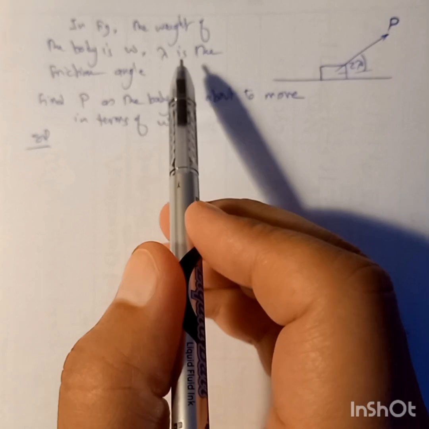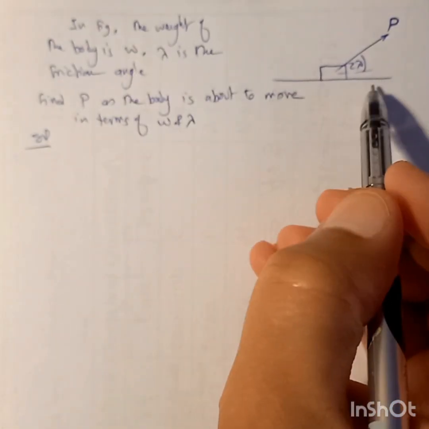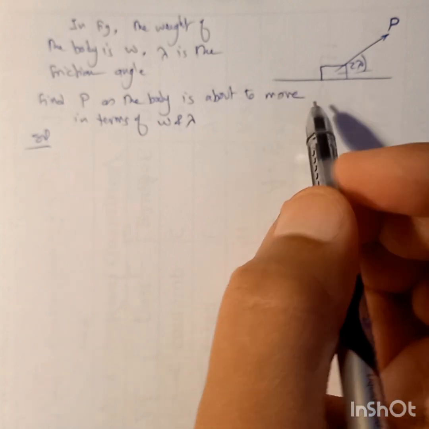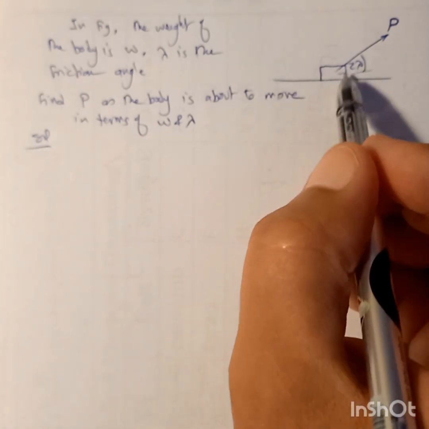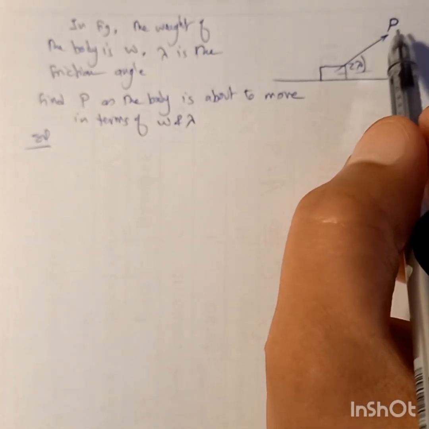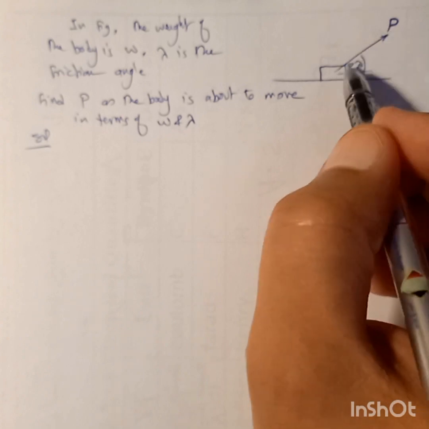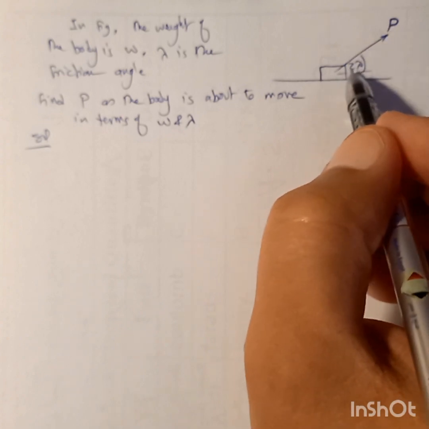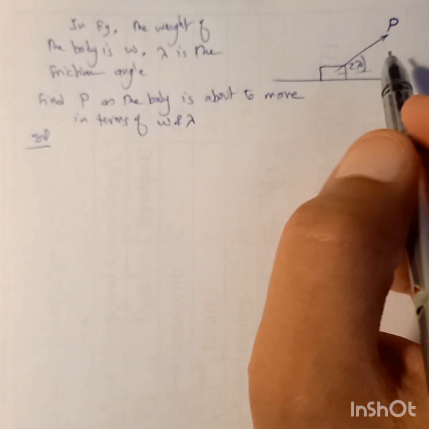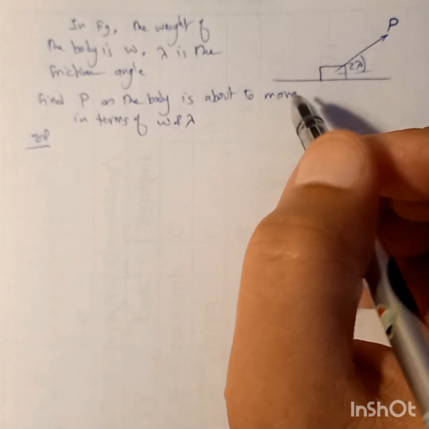We have another example. In this figure, we have a body placed on a rough horizontal plane. The weight of the body is W. Lambda is the friction angle. The body is pulled by this acting external force P in this direction, inclined upwards to the horizontal with an angle of measure 2 lambda. It's required to find P as the body is about to move in terms of W and lambda.